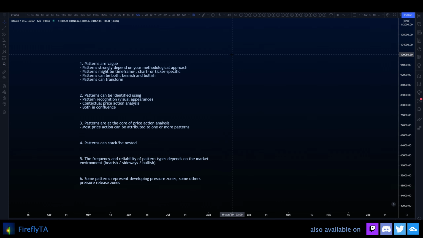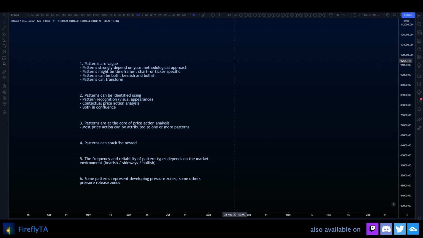That means the method you use to identify patterns can of course be different to the method being used by someone else. And this means that you and maybe this other person look at the same chart and you discover different patterns. Maybe you discover the same patterns, maybe different patterns, maybe the same pattern but in a different alignment or position or whatever. So the method and the approach you're using is very, very important to determine what kind of patterns you come up with and how they must be interpreted and read.